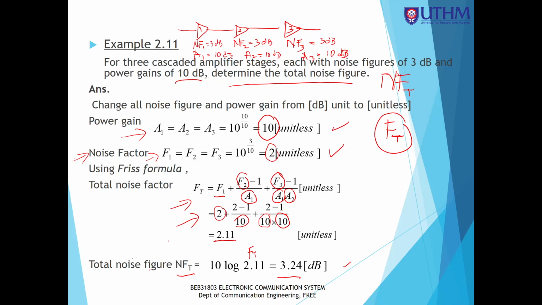Doktor, I have one question. For noise factor tu kan, yang 3/10 tu, 10 tu datang mana? Dia gini sebab 10 log F equal to 3 dB. Alright. Okay, so log F is equal to 3/10. So F is the anti-log of 3 over 10, which is 10 power of 3 over 10. Okay, Doktor. Okay.